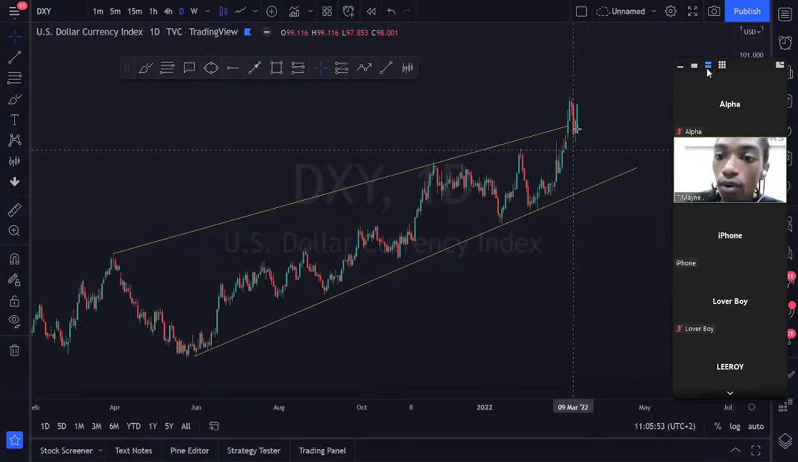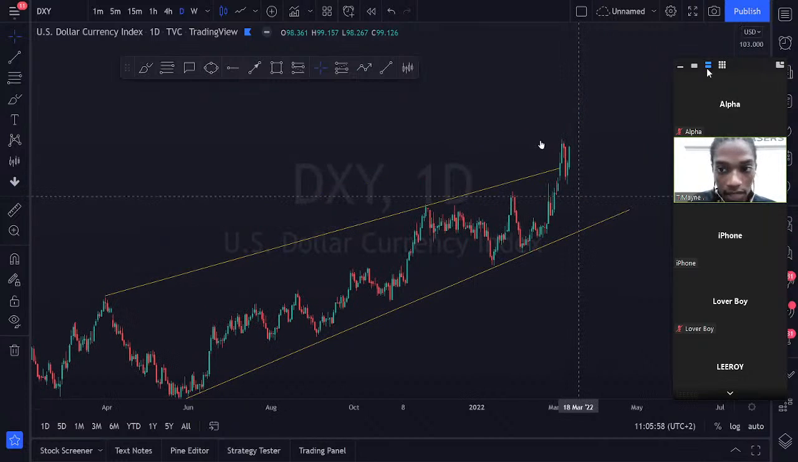So we're kind of looking for some dollar weakness. We wanted to see maybe some dollar selling going on there. But nonetheless, we can see that prices are being corrective around this resistance trend line.